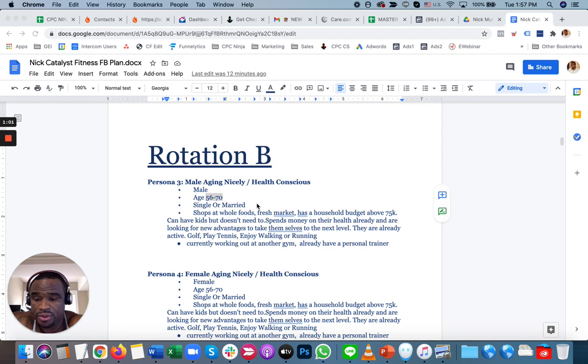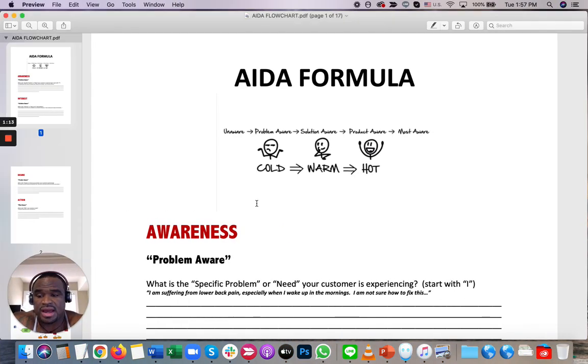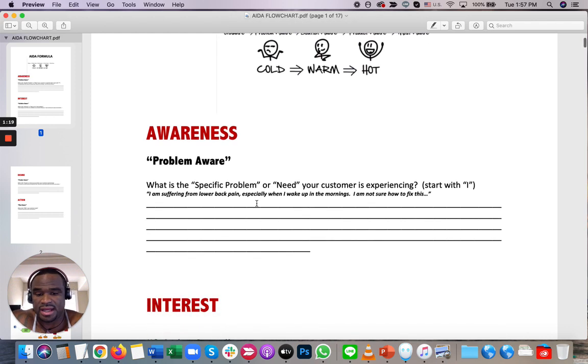This is going to help you with understanding who it is you want to target, and is going to help you draft the correct message for your ad copy. I'm going to also get into that too. The next thing that I have for you, this next PDF, is the AIDA formula, and this is where we want to create the message.